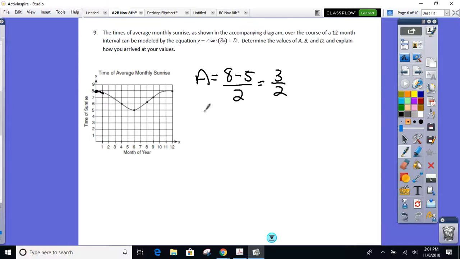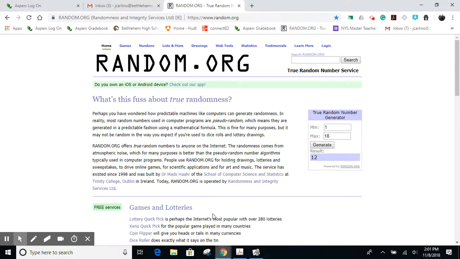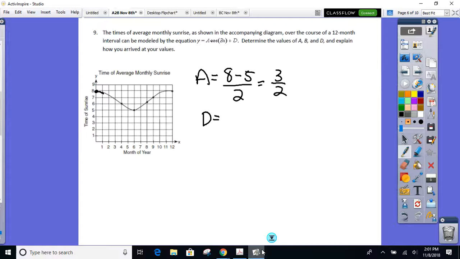All right, I'll skip over B because that's the toughest, so I'll save it to last. What about the D value here, aka the C value? How do you find the C value, or the D in this case? So 8 plus 5 over 2. I'll go decimal on you guys here, 6.5.